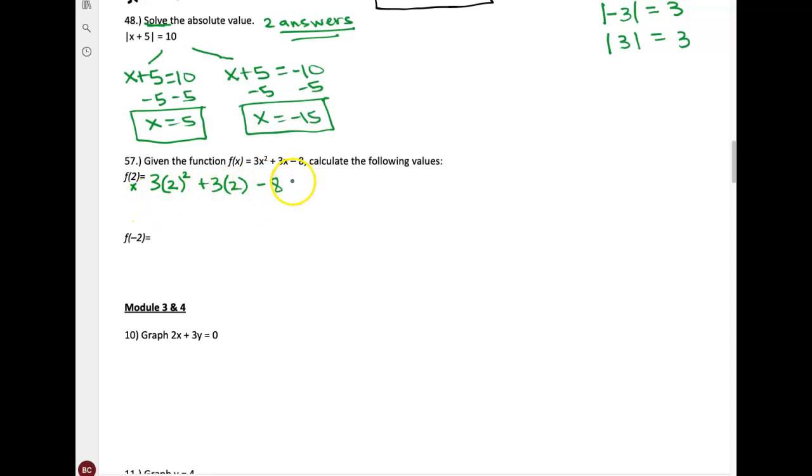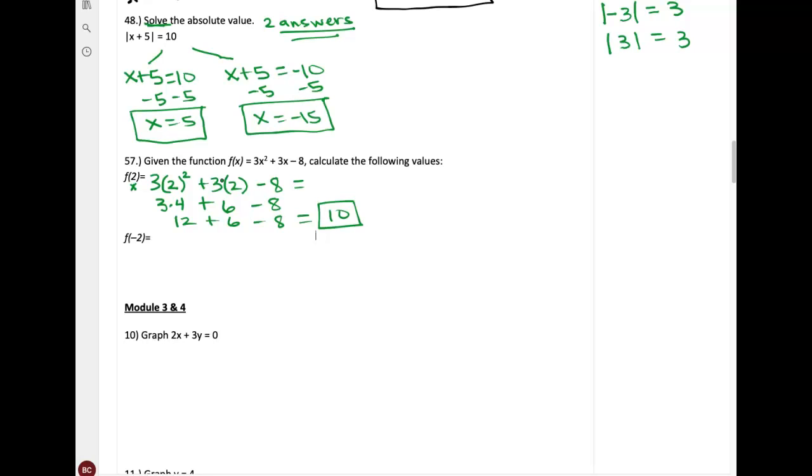Some of your calculators will let you put that whole thing in, but if not, make sure you're following the order of operations. So 2 to the second power is 4. So I'll have 3 times 4, and then let's multiply those together. So I get 12 plus 6 minus 8. So 18 minus 8 is going to give me 10 for my answer there. But like I said, if your calculator will put that whole thing in, that is just fine. But if not, make sure you're using the order of operations.